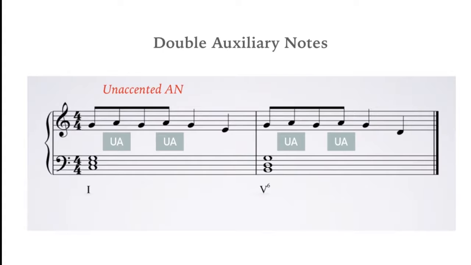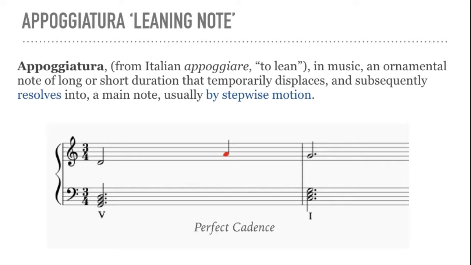Most of these examples, they're unaccented auxiliary notes. Okay, next one. Appoggiatura, or leaning note. What is appoggiatura? Appoggiatura is from Italian, means to lean.